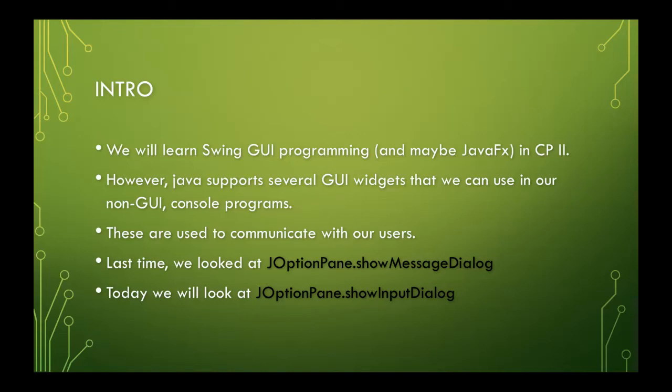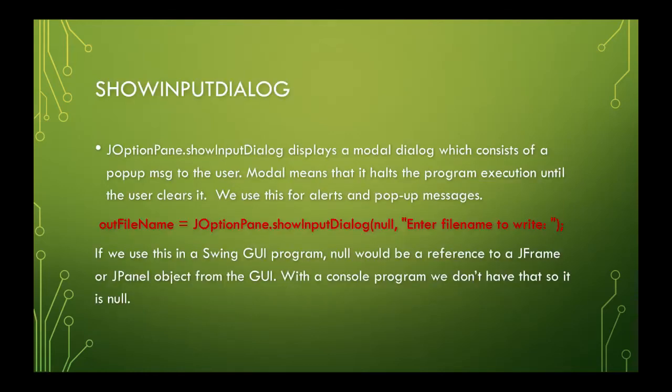So last time we looked at JOptionPane.showMessageDialog, which just shows a message. Now we're going to look at showInputDialog, which actually prompts the user for some input. Again, this is going to be a modal dialog, and you can see that it says JOptionPane.showInputDialog null, enter file name to write. And then on the left-hand side, we have an assignment, out file name.